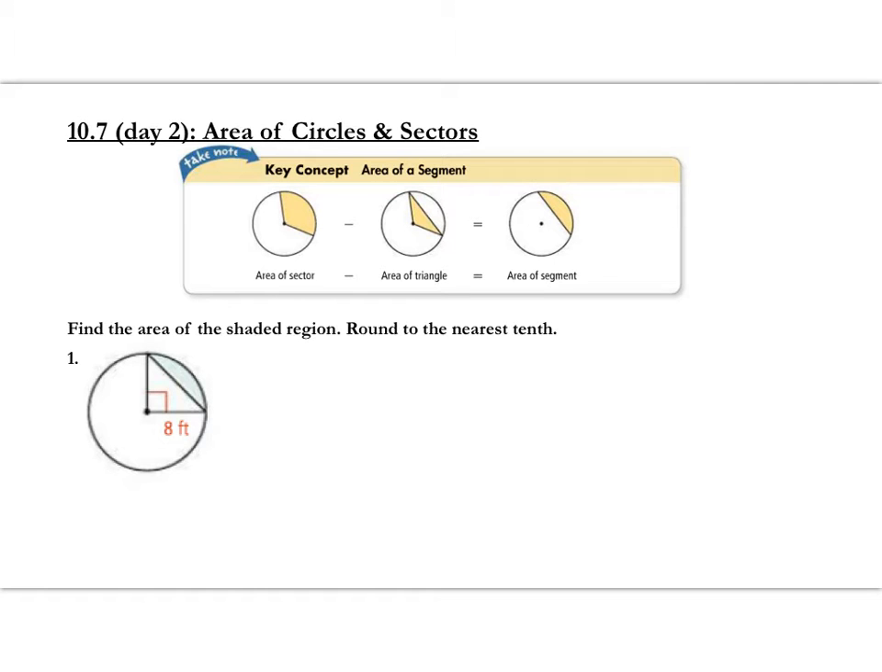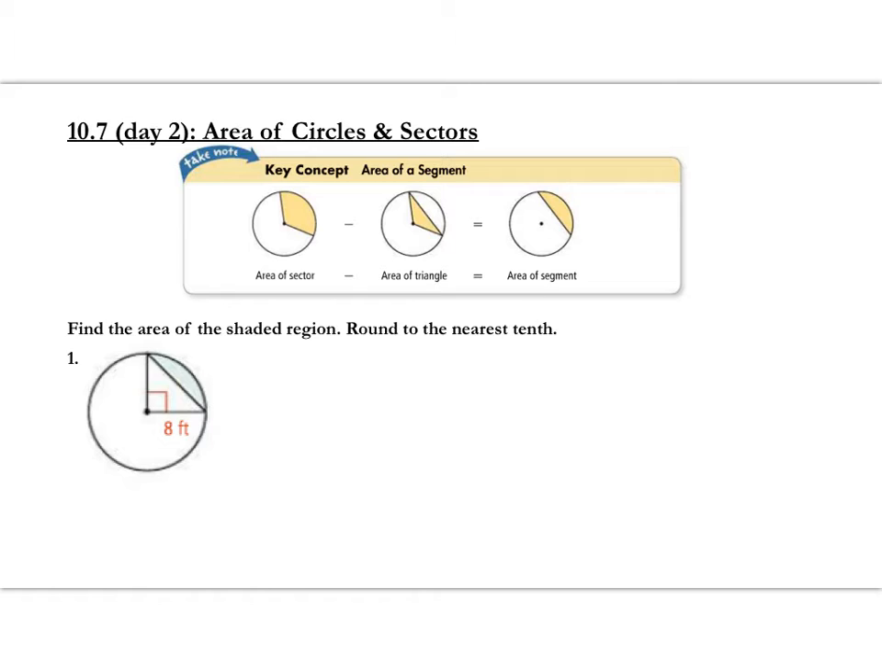Alright, this is probably one of the harder sections we're going to do because you really have to think about what you're trying to find and how you can get that. All the shapes we're going to look at today are shapes we can't find the area of directly, so what I'm going to do for every problem is first write out in words what we can do to find the shaded part that they're asking us for.